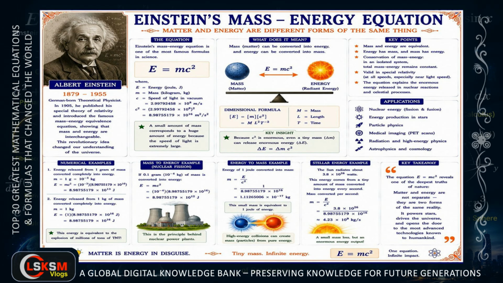Twenty-five. Einstein's mass-energy equation. Person: Albert Einstein, 1879 to 1955. Einstein's famous equation revealed the equivalence of mass and energy. It transformed modern physics and led to advances in nuclear science.